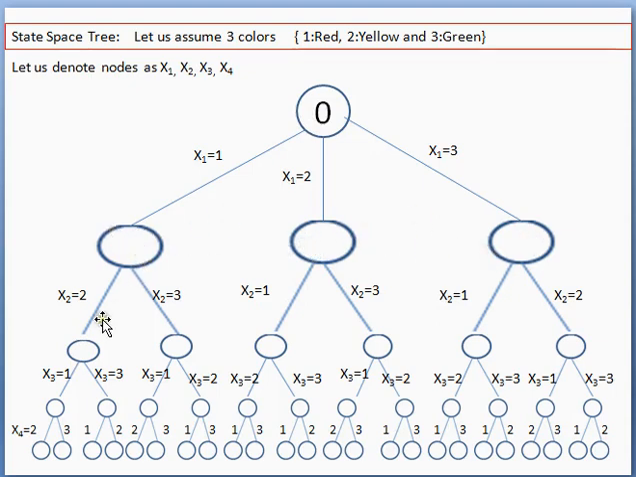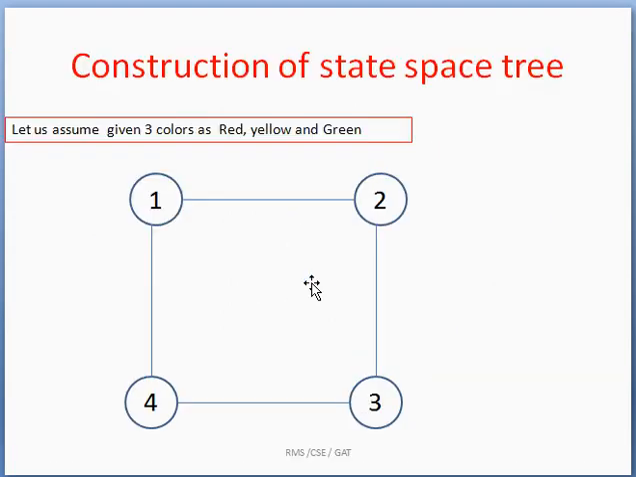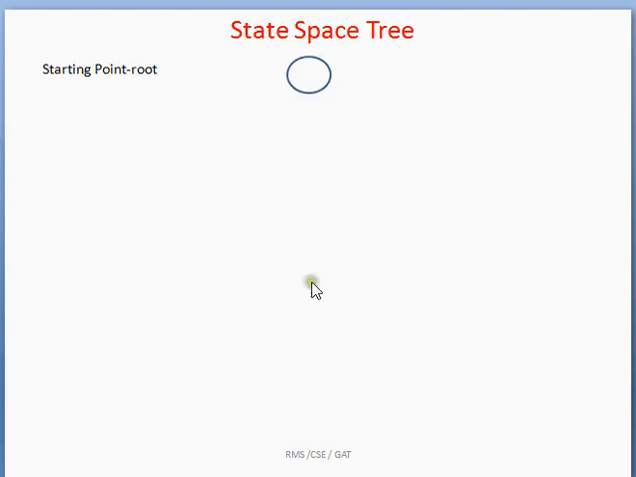Similarly, if I go for the second node, and for the first node I have used the first color, for the second node I have to use the second or third color. Like this we have to use different colors, and that state space tree has been constructed. Now I will show the step by step way of selecting the colors for the construction of this state space tree. For example, start with the root node, the starting point.